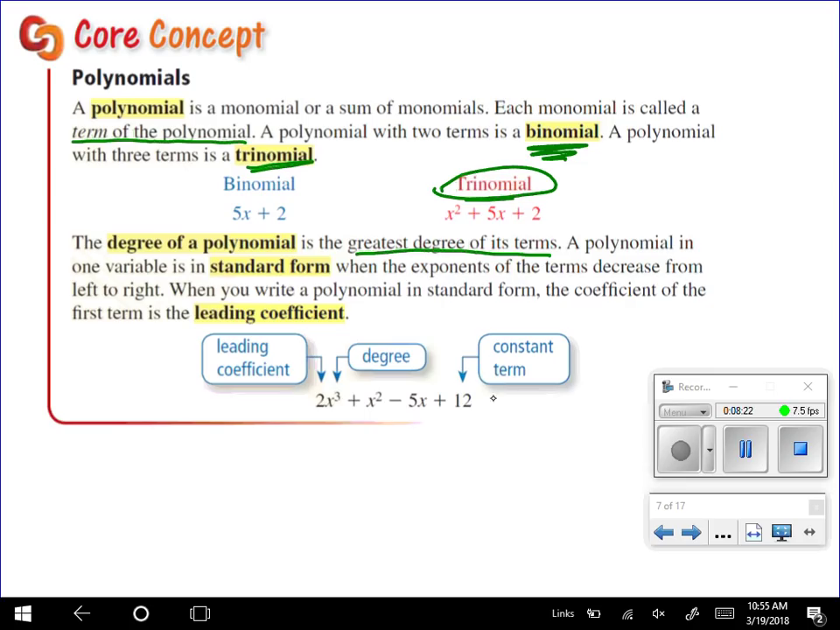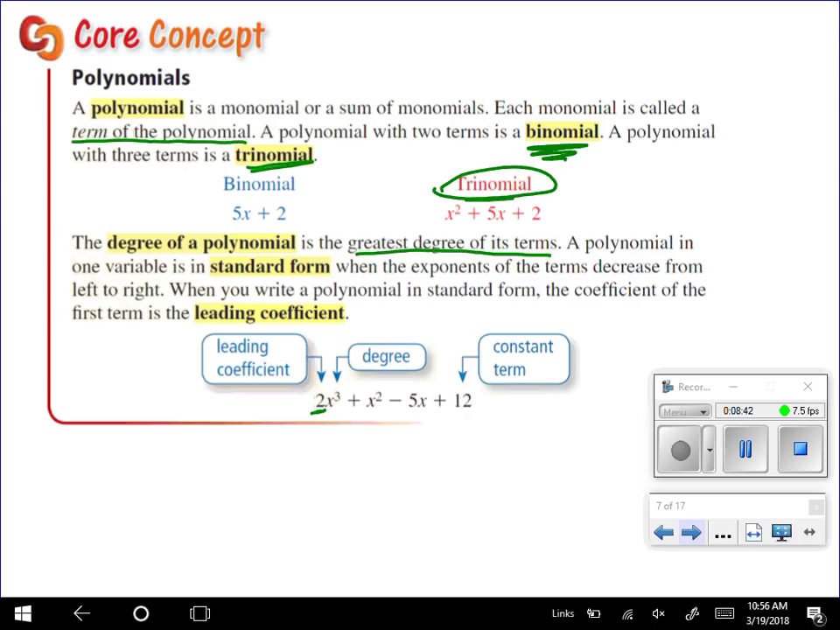So this gives you an example. This is in standard form. We have a leading coefficient here. Our degree would be the highest or greatest degree of its terms, and then we would work down from there. We have a constant term at the end. It doesn't always happen that way. In this case, we have 4 terms.